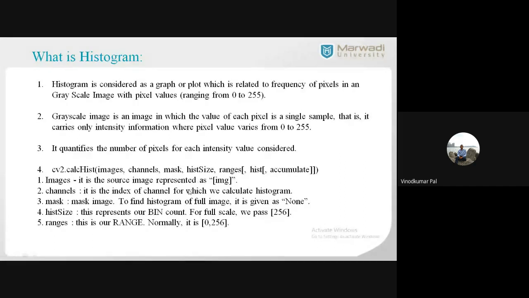Five types of parameters are used to make the histogram of a particular image. The first one is the image, the source image that we read with the imread function. Channels is the index of the channel for which we calculate the histogram. Mask is the mask image. Then the histogram size and the range.